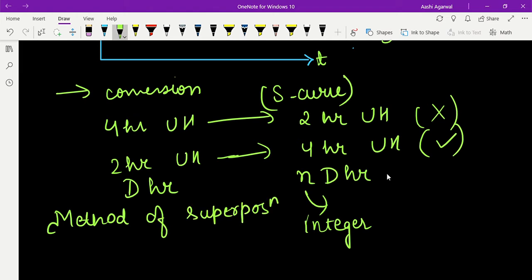Superposition, you are already familiar with this method of superposition. We do it in structures also, where we find the deflection at any particular section of the beam due to a given loading. So we use this method of superposition in that deflection also. And the other one is called S-curve.